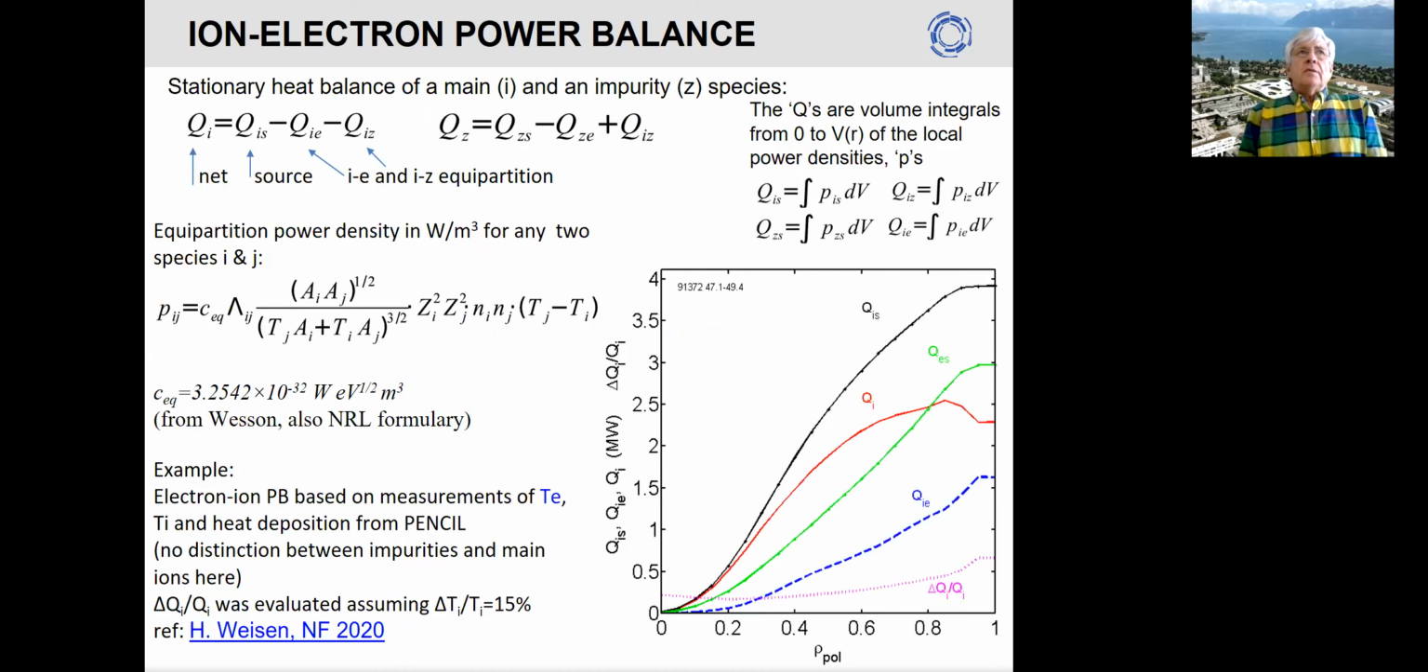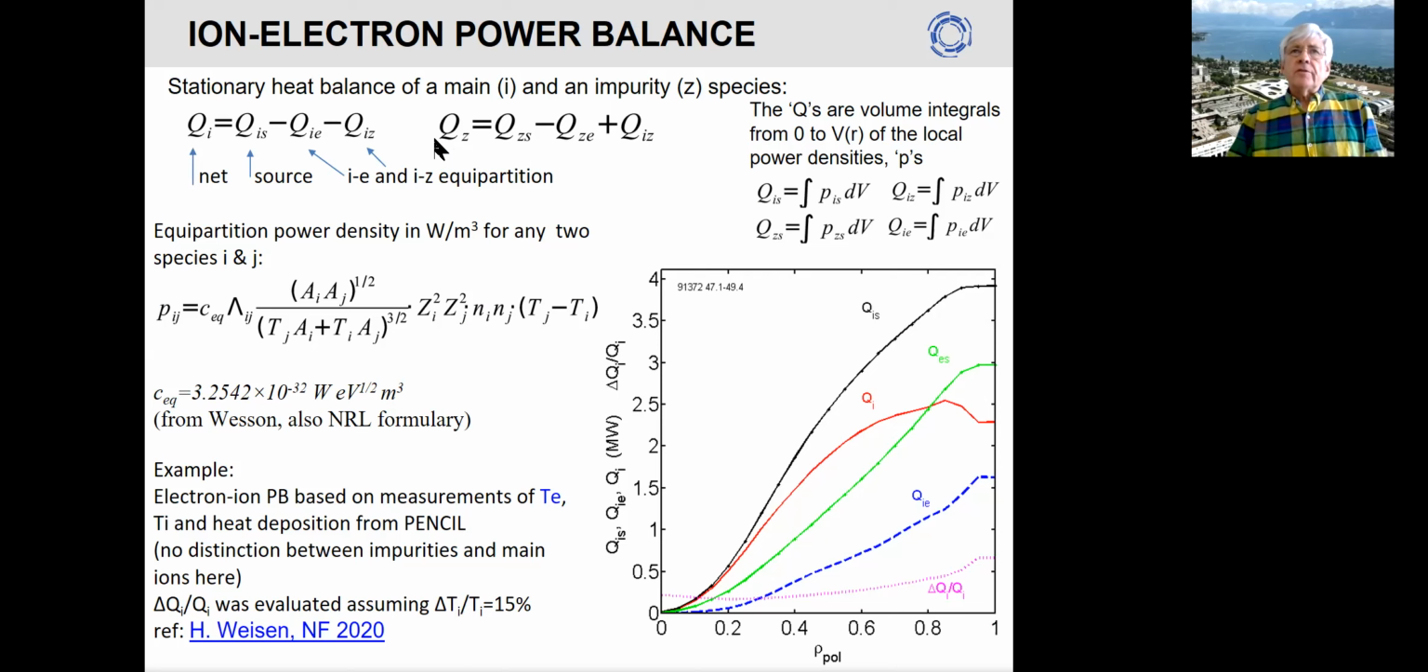The electron ion, or rather ion-electron power balance is given here. The balance equation for the main ions here is given as the net ion power is the source power minus equipartition with electrons and the impurities, and I've got a similar one for the impurities themselves.